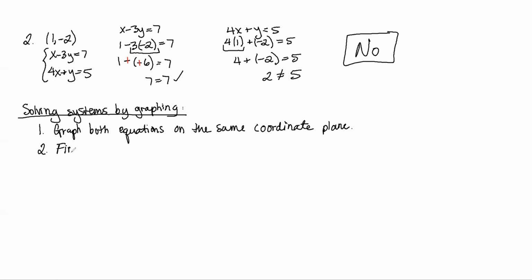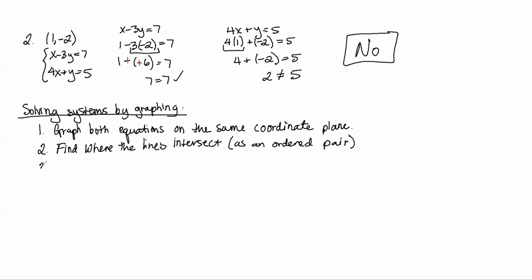So that second step is find where the lines intersect as an ordered pair. So we want to write down that ordered pair where they intersect.